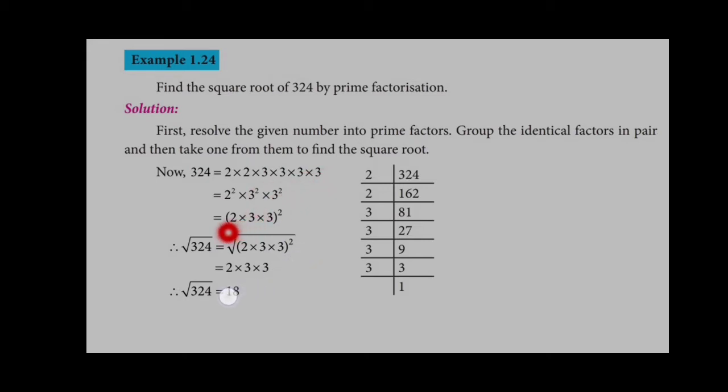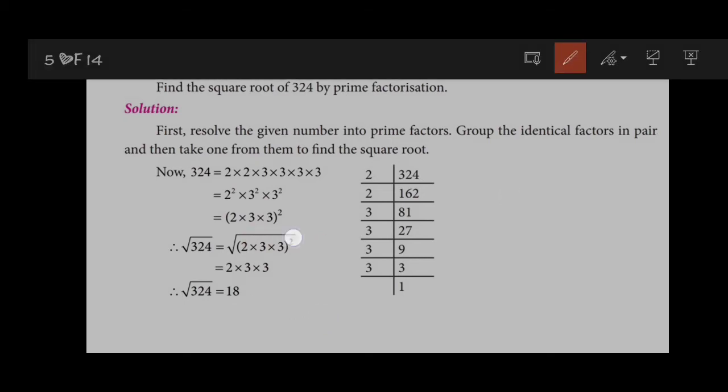So now we can cancel the squares. 2 into 3 into 3 whole square. Then if you take root on both sides, root 324 is equal to root of 2 into 3 into 3 whole square. If we have root, we can cancel the squares. Here the square and square root will be cancelled. Understand? So this square and square root will be cancelled.